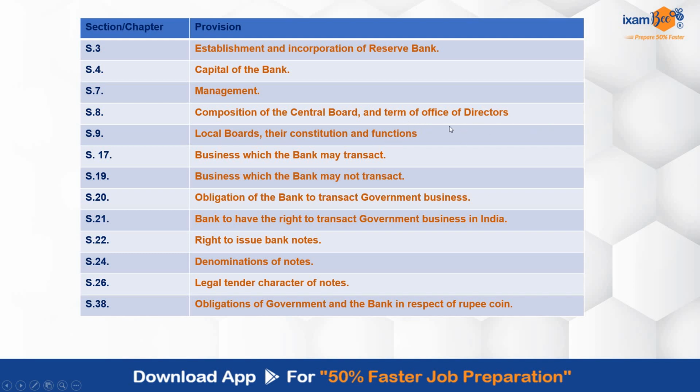These procedural and composition related questions we can expect. Then coming to the basic functions of the bank, business which the bank may transact, business which the bank may not transact. Obligations of the bank to transact government business, section 20. Bank to have the right to transact government business in India. Right to issue bank notes. Denomination of notes, section 24. The basic function is relating to issue of notes, denomination, and how it is a right of the bank to issue the notes that you have to discuss.